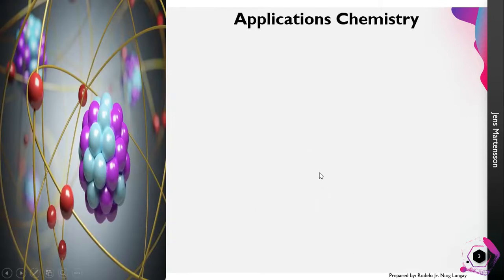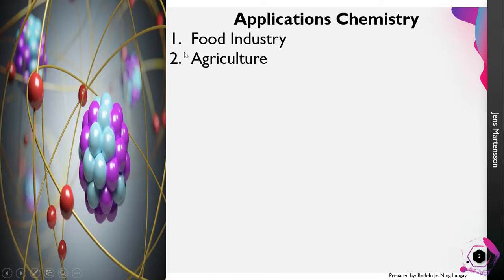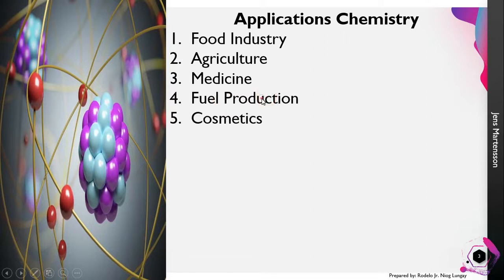Let us also discuss applications of chemistry. There are a lot of applications in chemistry. Everyday life includes chemical changes, chemical reactions, and even the products that we use are products of chemistry. Chemistry is used specifically in the food industry, in agriculture, in making fertilizers and pesticides, including the careful manipulation of chemicals. Medicine also applies concepts in chemistry, as do fuel production, cosmetics, and wars.